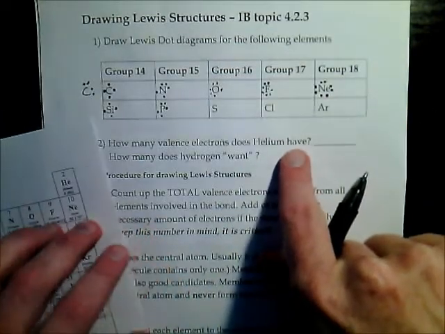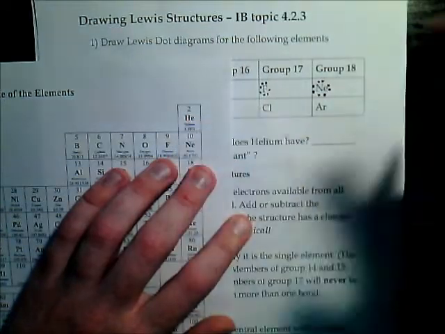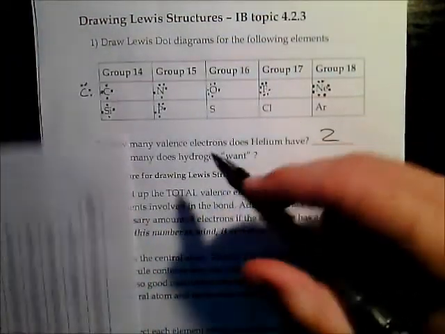Helium. How many valence electrons does helium have? Helium only has 2 electrons, period. Both those electrons are in its outer shell, so it has 2. How many electrons does hydrogen want?